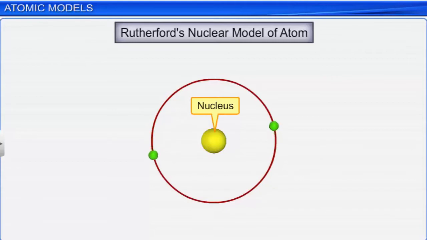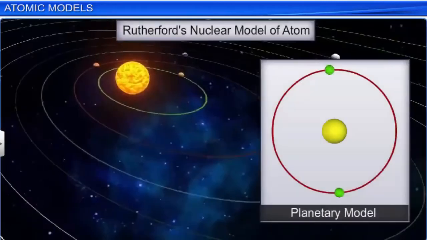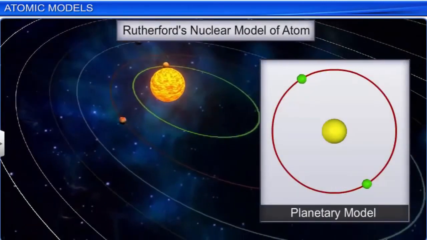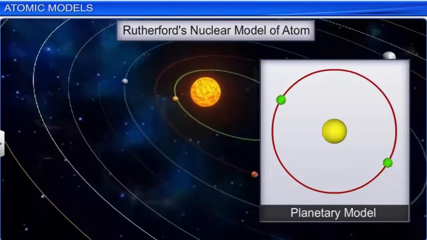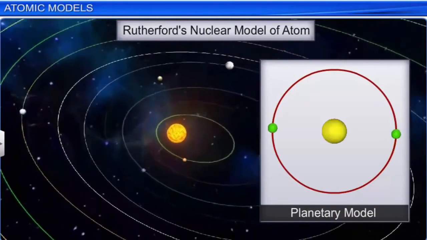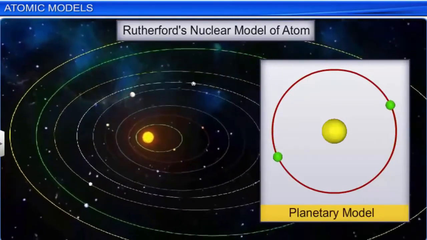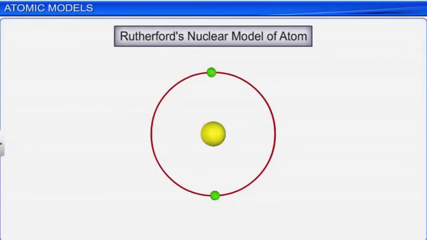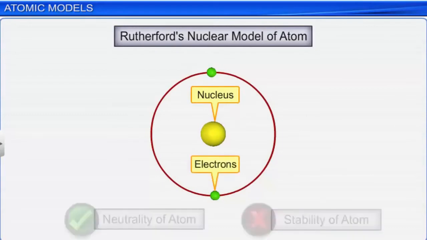They revolve around the nucleus with high velocities in circular paths so as to counterbalance the electrostatic forces of attraction between the protons and electrons. Electrostatic forces of attraction hold the electrons and the nucleus together in an atom. As electrons move in circular paths around the nucleus, just like planets revolve around the Sun in the solar system, Rutherford's atomic model is also called planetary model. Thus, Rutherford's model could account for the presence of nucleus and electrons outside the nucleus. However, it failed to explain the stability of an atom.